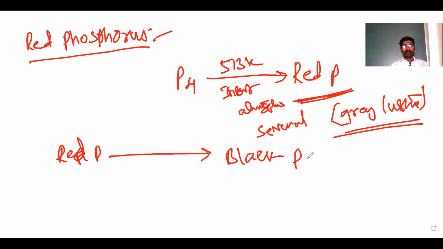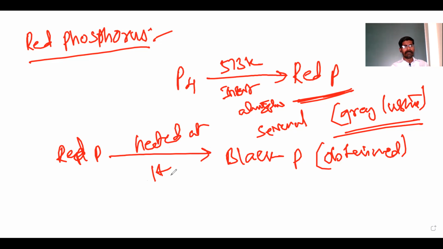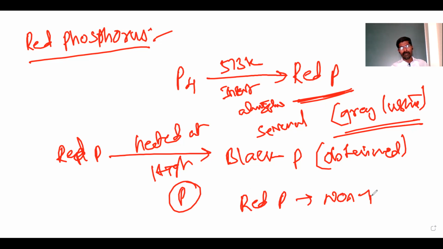Black phosphorus is obtained by heating red phosphorus at high pressure. We have to apply high pressure. Now, red phosphorus is non-poisonous.